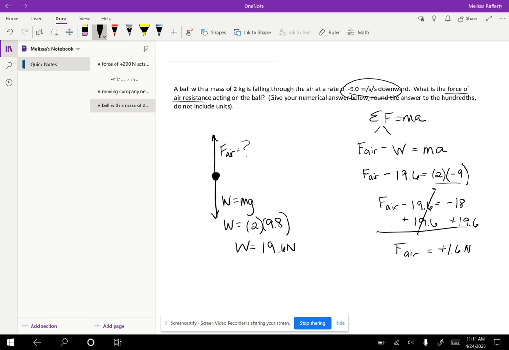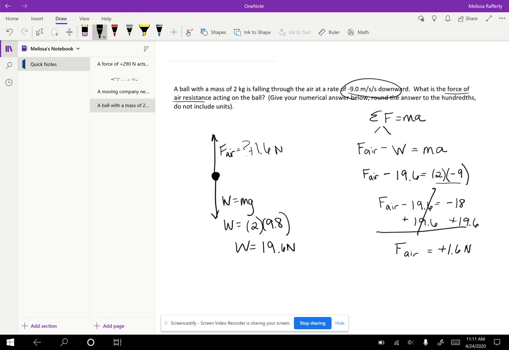So then you can check that to see if that makes sense. So if I plug in a 1.6 here, does it make sense that weight would be the larger force? Yes, because the acceleration is downward. So the weight has to be the winning force right now.